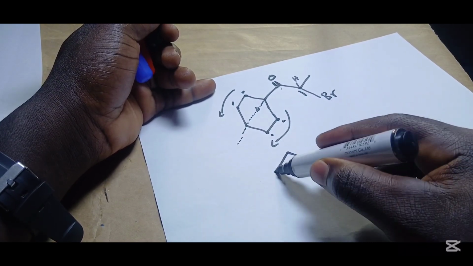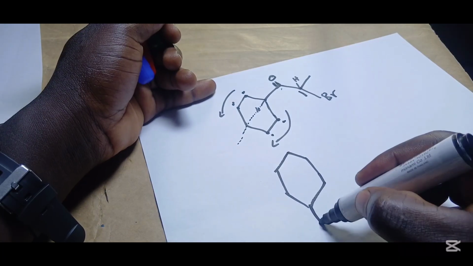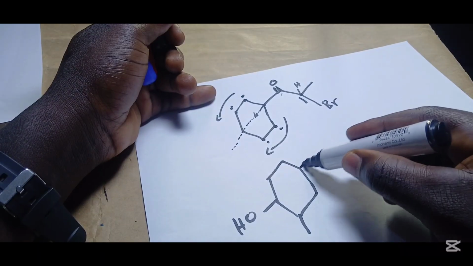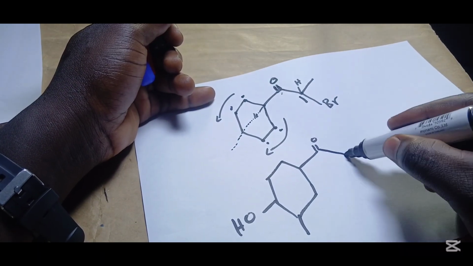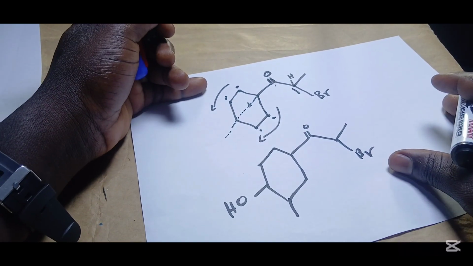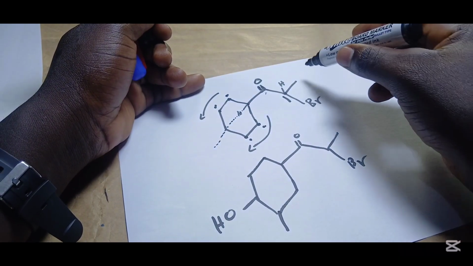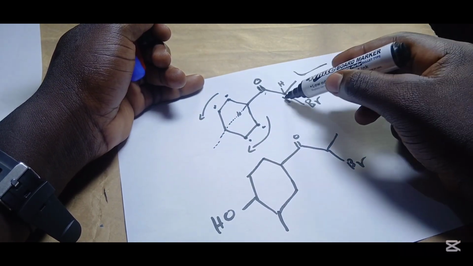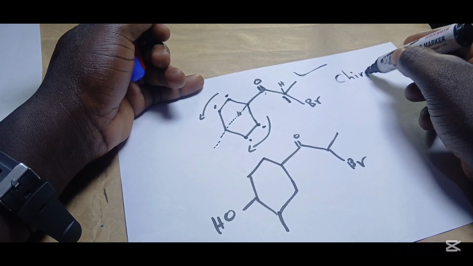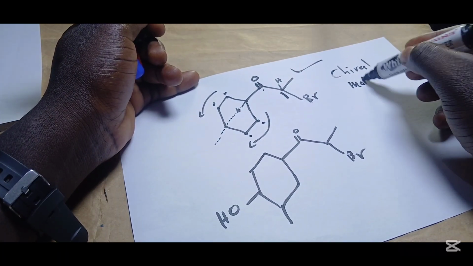What about this molecule right here? It has a methyl group here, an OH group here, a carbonyl carbon, a methyl group, and a bromine group. Let's look at the number of chiral carbons in this molecule and determine whether this molecule is chiral or achiral. Well, this molecule has 1 chiral center, so it is a chiral molecule.